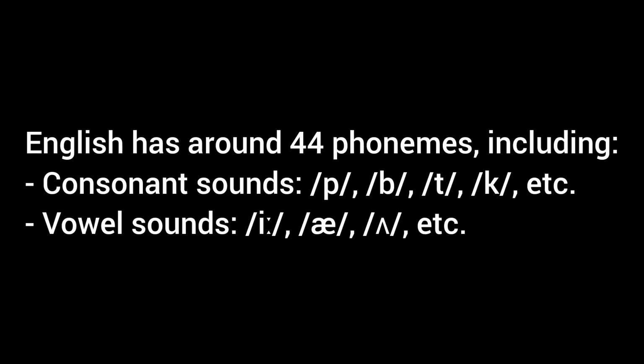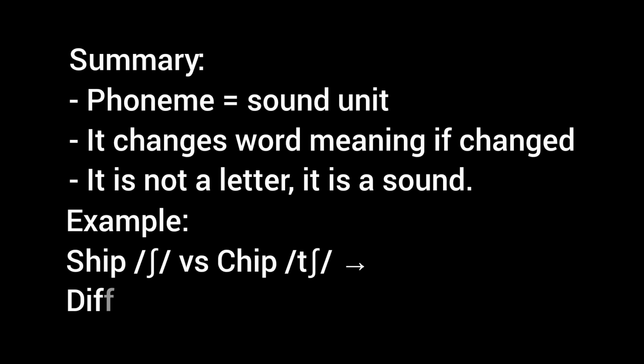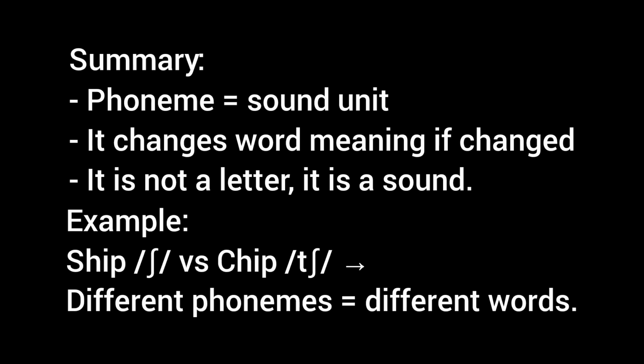English has around 44 phonemes, including consonant sounds P, B, T, K, etc., and vowel sounds I, E, O, etc. Summary: phoneme equals sound unit. It changes word meaning if changed. It is not a letter, it is a sound. Example: ship versus chip, different phonemes equals different words.